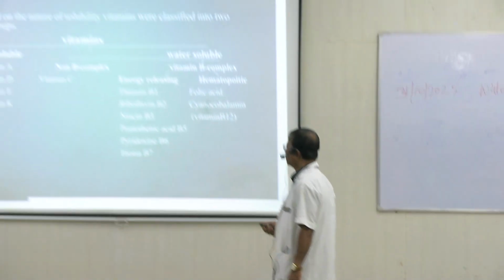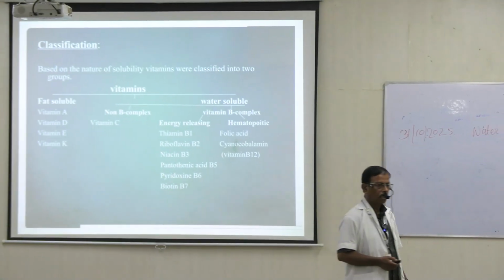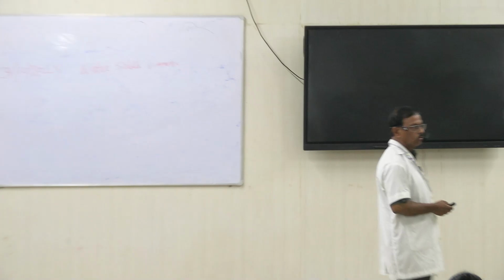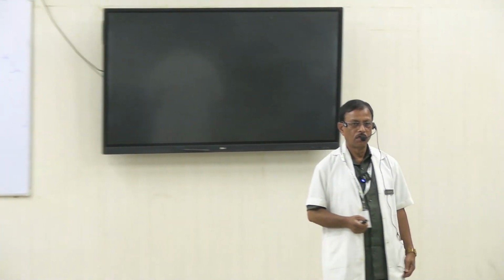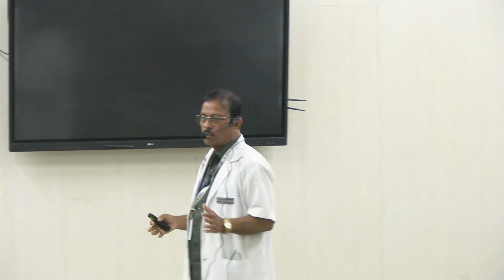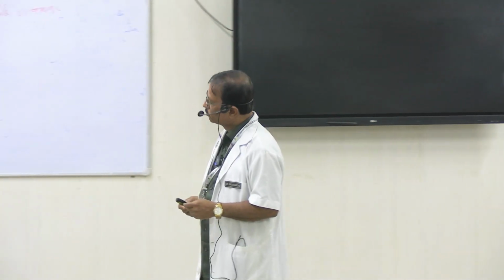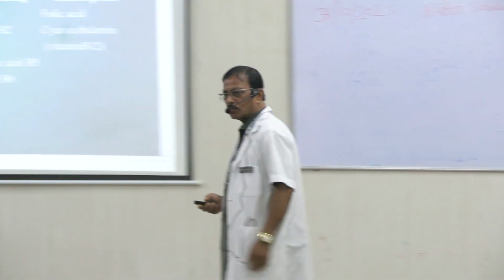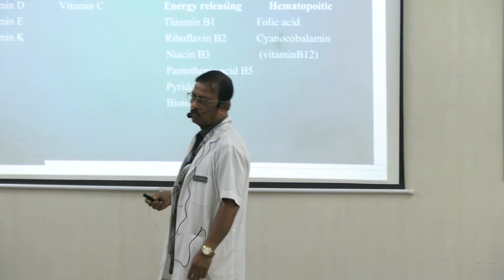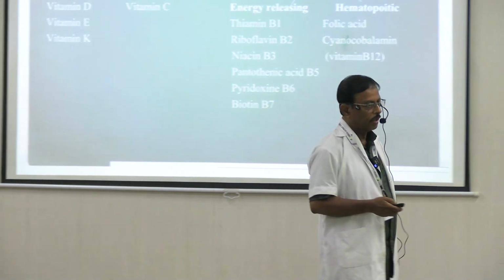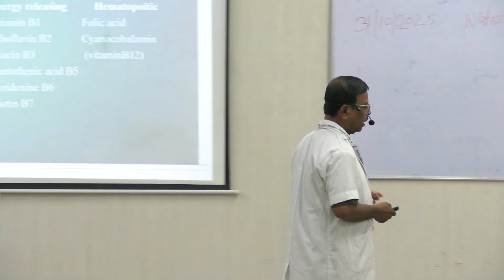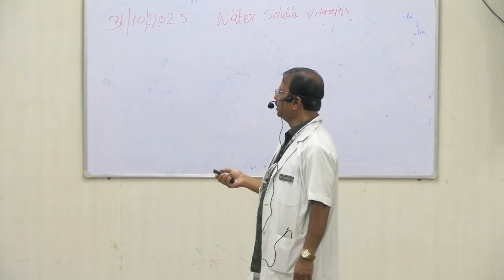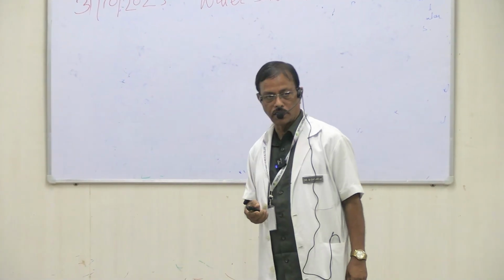and vitamin B complex. You will be asked, name one water-soluble non-B complex vitamin. Now, listening to the question, many of you get nervous. Non-vitamin B, water-soluble vitamin, that is vitamin C. Only one is there, vitamin C. And others are B complex group. Again, it is divided into energy releasing and hemopoietic.